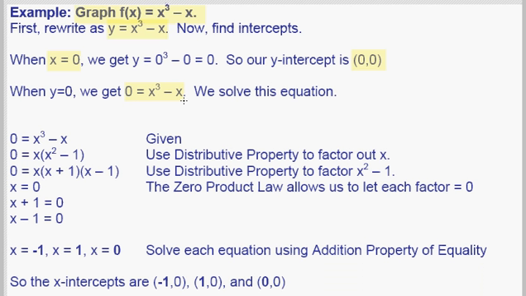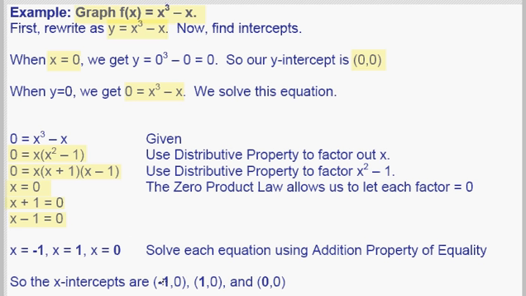We solve this equation. It's a higher degree polynomial that's factorable, so we can solve it. We factor out the x using the distributive property, and we get the equation 0 equal x times x squared minus 1. We can factor that difference of squares into 0 equal x times x plus 1 times x minus 1. And then apply the zero product law to each of these factors, and we get x equals 0, x plus 1 equals 0, and x minus 1 equals 0. Solving these latter two equations, we get x equal 1 and x equal negative 1. And then we also have x equals 0.